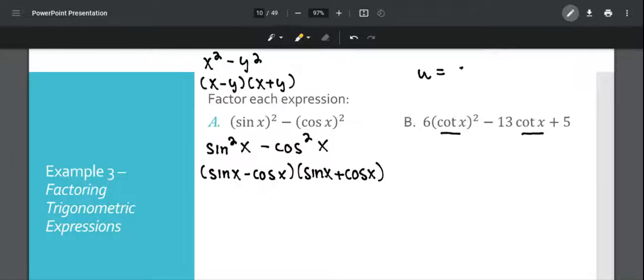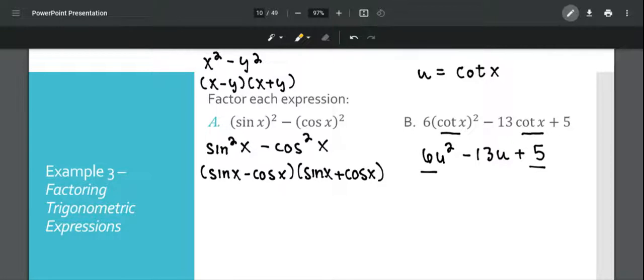So if we wanted to substitute in for cotangent, we could say that u equals the cotangent of x. And that would give us then 6u squared minus 13u plus 5 as a polynomial that we want to factor. So some of you are good just kind of guessing and checking and getting your factors. For some of you, especially when that leading coefficient isn't a 1, that can be trickier to figure out those numbers. So let's work on splitting the middle here.